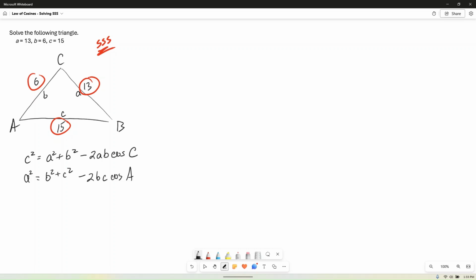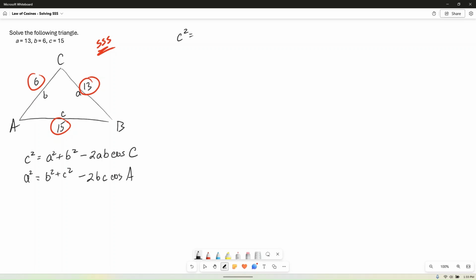So in this example, we're given all three sides, and so we need to find all three angles. We technically only need to use the law of cosines twice to find two of the angles, and then once we find two angles, we can use the fact that all three add up to 180 to find the third. So let's go ahead and do that really quick. Let's go with angle C.